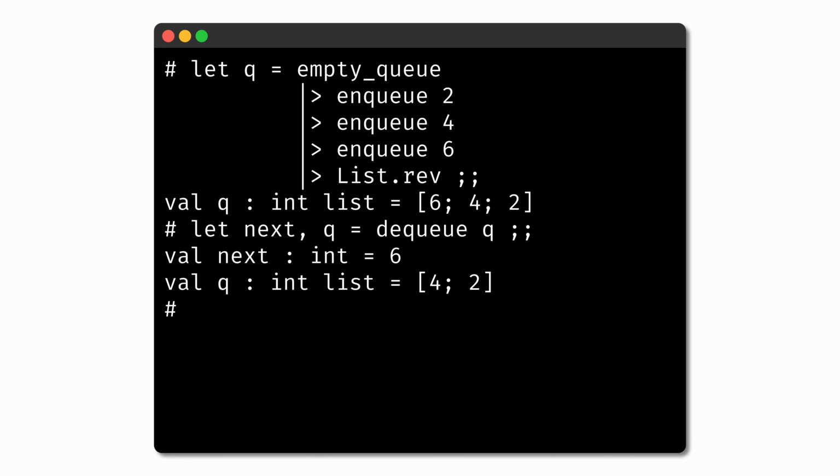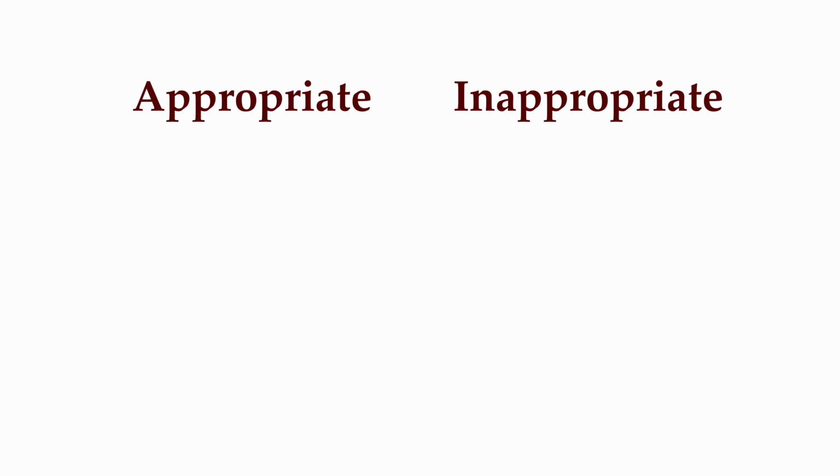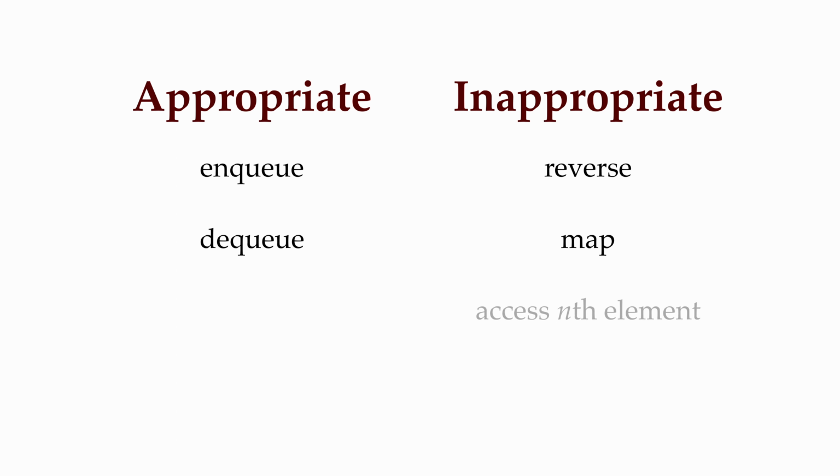The problem here is that queues should really only support two operations, enqueuing and dequeuing, but lists support many operations, many of which are inappropriate for queues. Operations like reversing a list, mapping over lists, taking the nth element of lists. We could document the fact that we should only use the enqueue and dequeue operations, but it would be much better if we could enforce what operations can be applied to the data and prevent any inappropriate operation from being used at all.